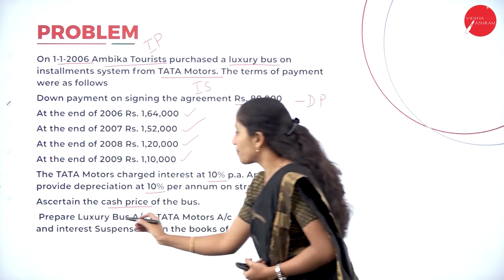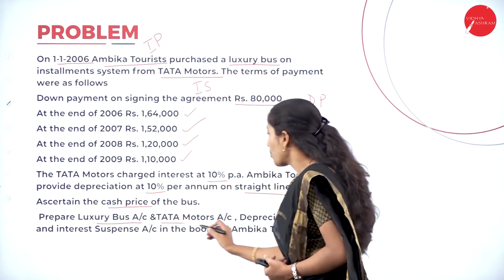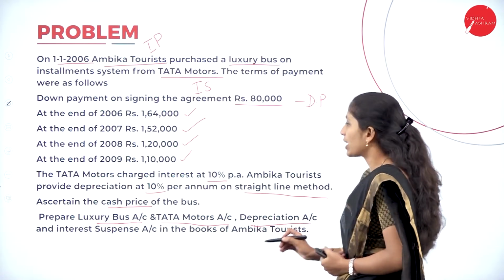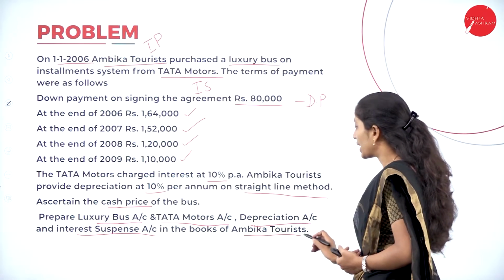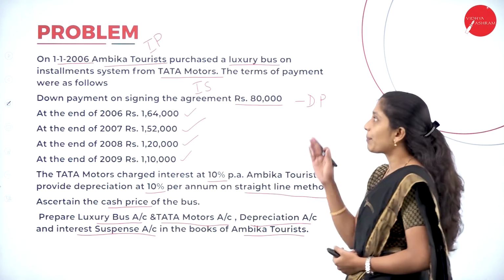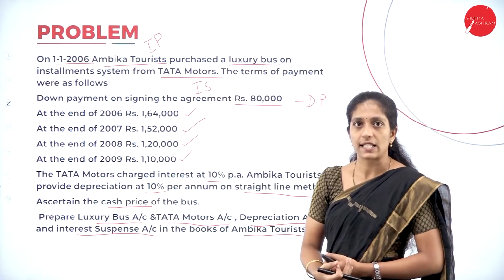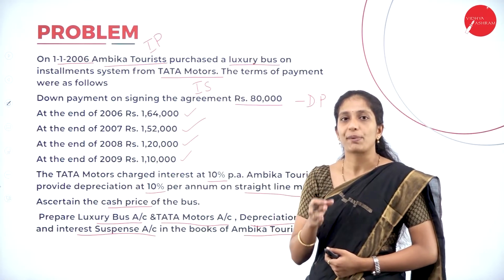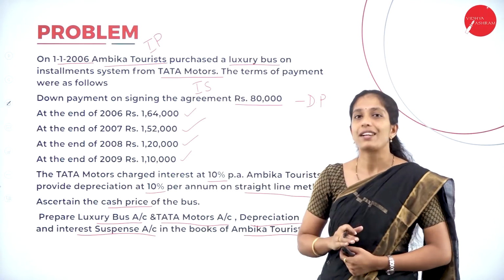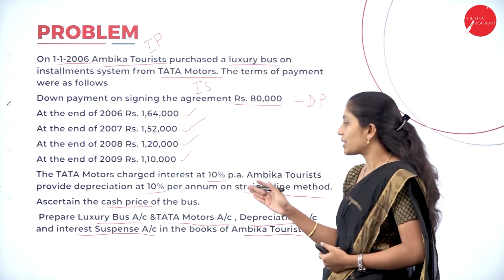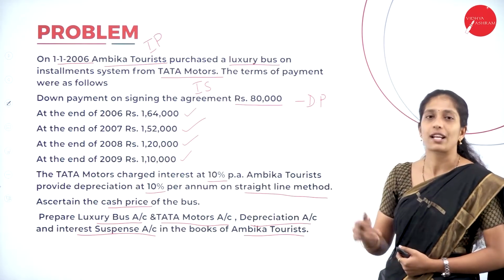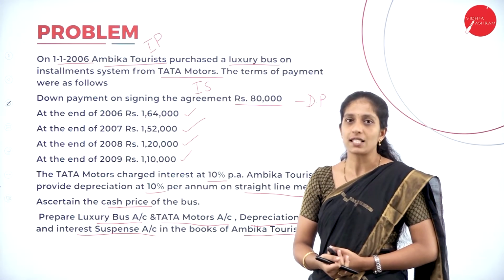Prepare Luxury Bus account, Tata Motors account, Depreciation account and Interest Suspense account in the books of Ambika Tourist. So, who is Ambika Tourist? Installment purchaser. So, in the books of the installment purchaser, we have to prepare ledger accounts. Which are the ledger accounts to be prepared? Luxury Bus account, Tata Motors account, Depreciation account and Interest Suspense account.